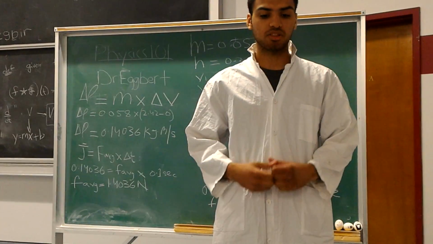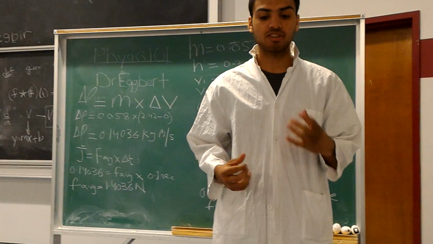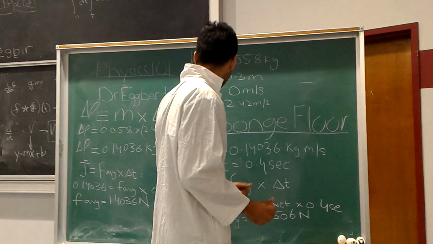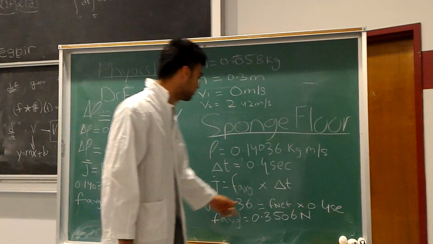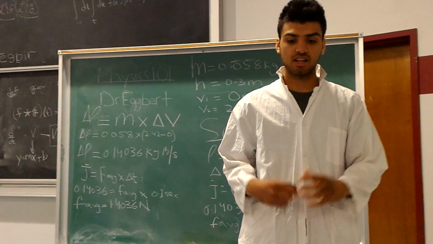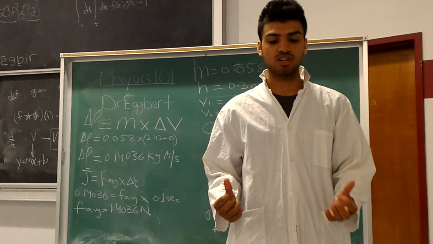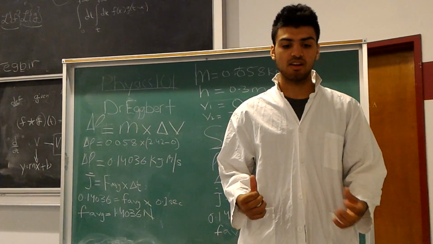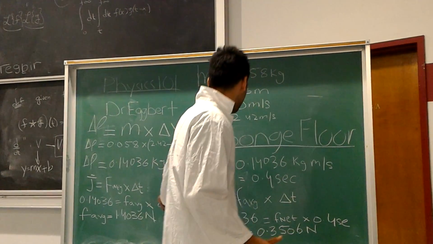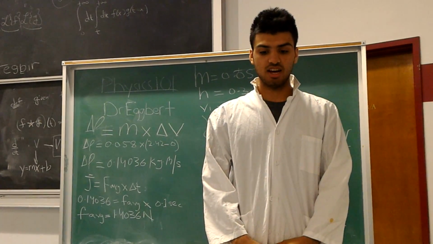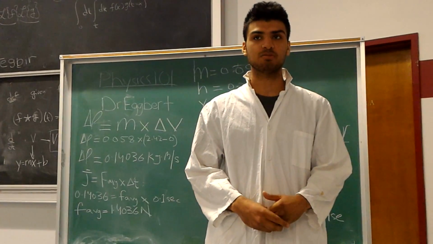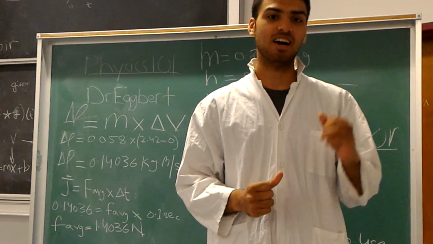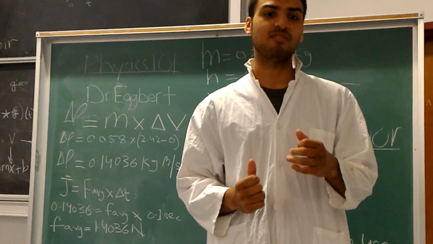How is that? Well, this is due to the fact that the egg dropped on sponges effectively increases the contact time from a value of 0.1 seconds to one of 0.4 seconds, and decreases the average force exerted from 1.4036 newtons to 0.3506 newtons. And due to the fact that impulse must be constant, in conclusion, by having a lower average force exerted by falling on the sponges, the egg effectively survives.